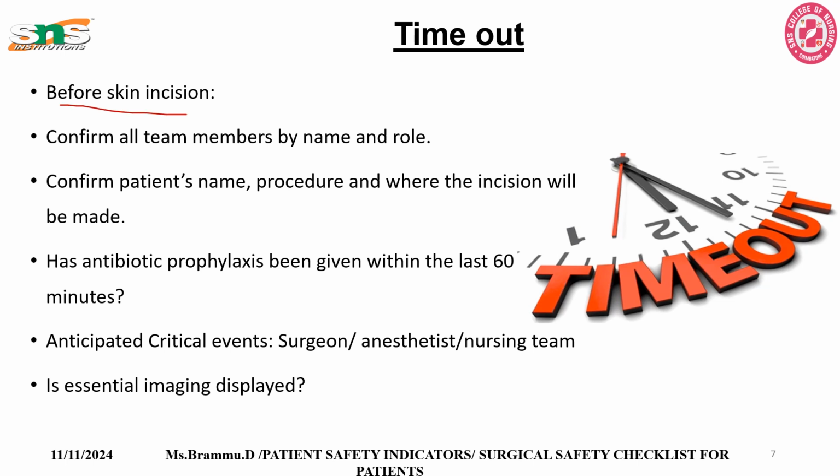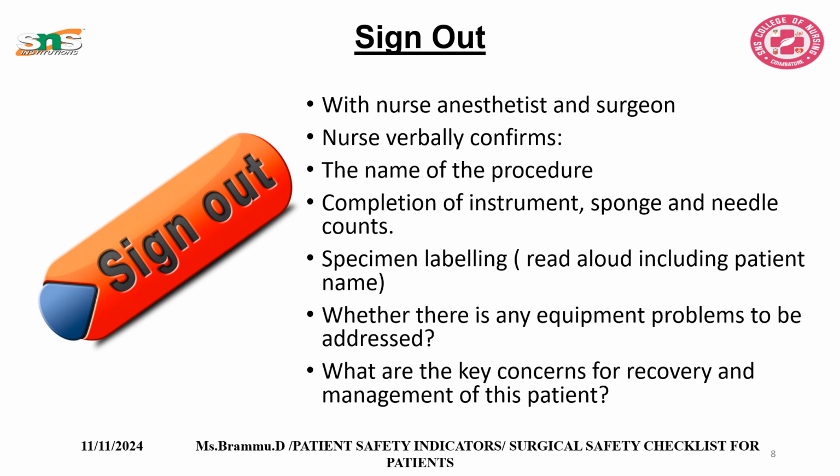In time out, this is done before the skin incision. Confirm all the team members by name and role. Confirm the patient's name, procedure and where the incision will be made. And then whether the antibiotic has been given within the last 60 minutes. We have to cross check and counter check. Anticipated critical events should be discussed by the surgeon, anesthetist and the nursing team. For example, if the patient is planned for CABG, whether the angioplasty CD or any other images, whether CT, MRI or any nuclear medicine scan, are placed in the imaging area, that is also to be checked.